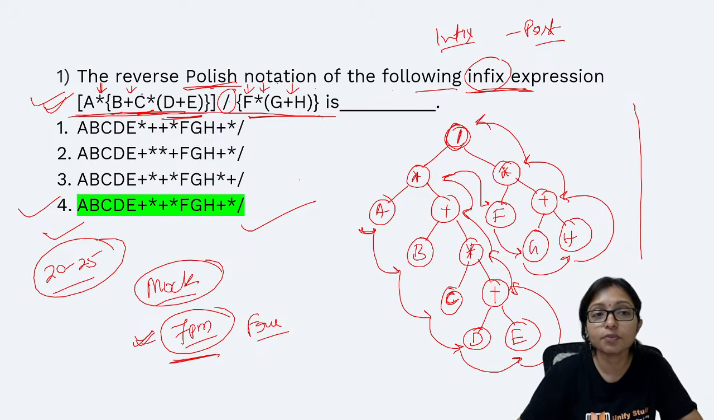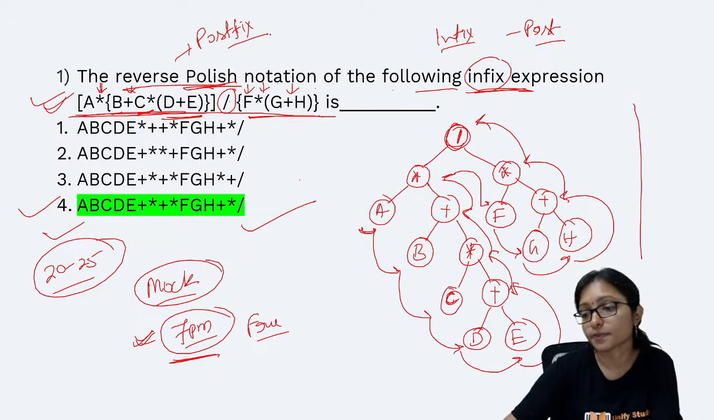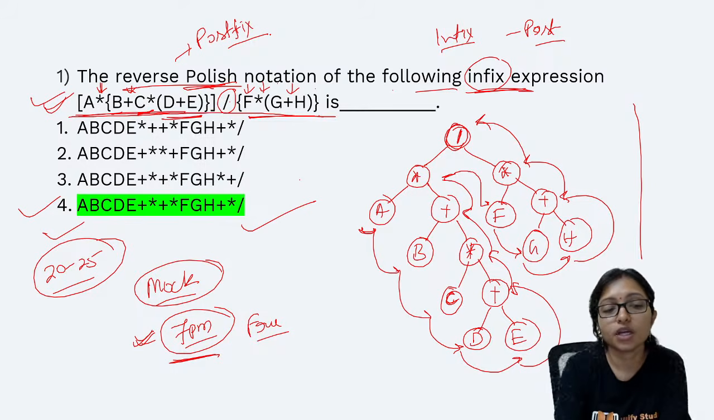Reverse Polish means that is postfix. Reverse Polish means it is postfix only. That is the meaning. Okay, I am going to the next question.